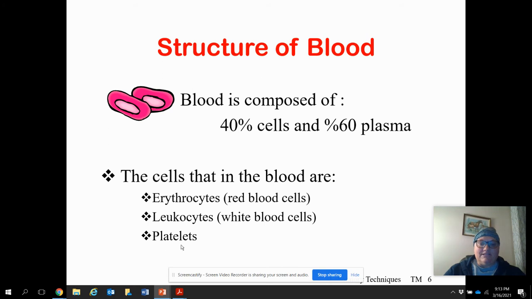And then we have platelets. Platelets are also called thrombocytes. So trombone: there was a trombone and there was a clot in it.